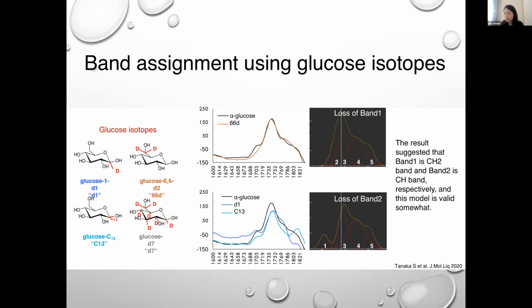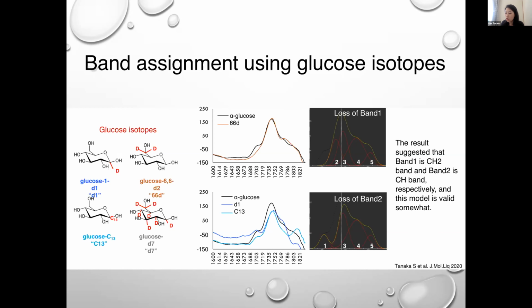The right panel shows the Gaussian fitting model, but band one and band two are lost in each model. The shapes are identical, and the change of the regression vector in the glucose isotopes is explained using the Gaussian fitting model built in the previous analysis. This result suggests that band one is CH2 and band two is CH on the C1 carbon, respectively. And this Gaussian fitting model is varied from first to third function at least.